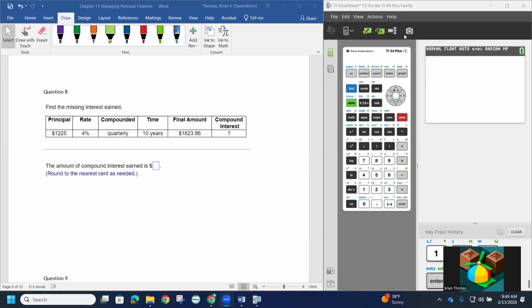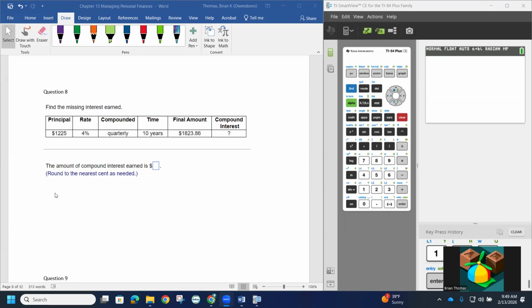So as we continue working with interest involving banking concepts, we want to find the missing interest earned. So they want to find the missing compound interest. It looks like they gave us the principal. They gave us the rate of interest. They said it's compounded quarterly for 10 years. It looks like they already gave us the final amount. So the question is how much interest was paid on it?